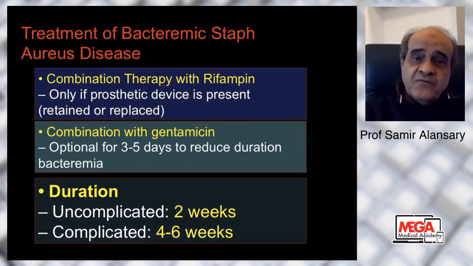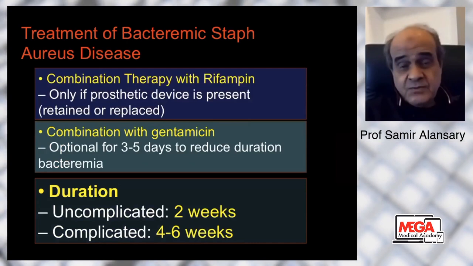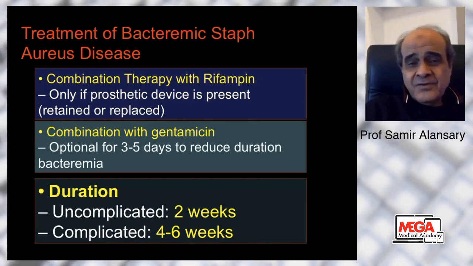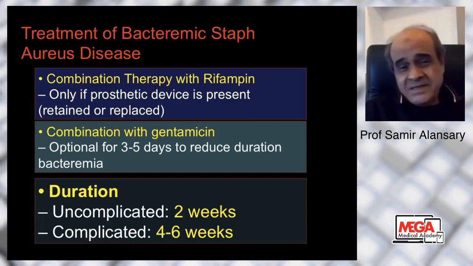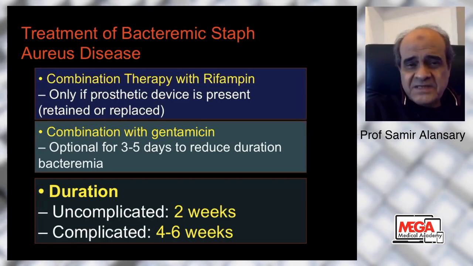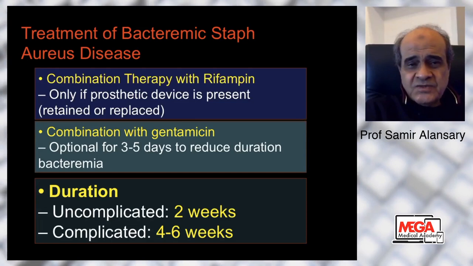Also, treatment of bacteremic staph aureus may use combination therapy with rifampicin or gentamicin. We can use them with vancomycin just for a few days, 1-3 days, to enhance the efficacy of vancomycin, but don't exceed 3 days in such situations. Combination is only if a prosthetic device is present, retained or replaced, to give more efficacy to your vancomycin. It is optional for 3-5 days to reduce the duration of bacteremia.